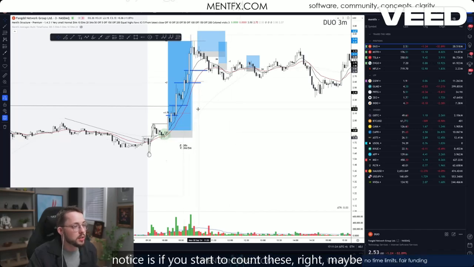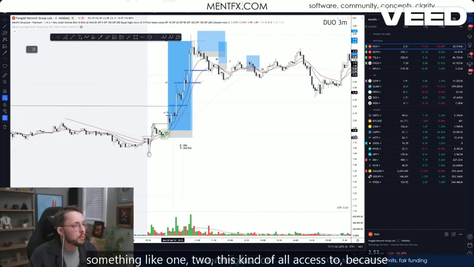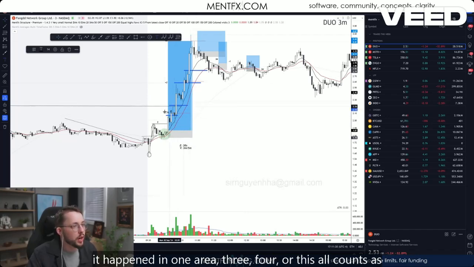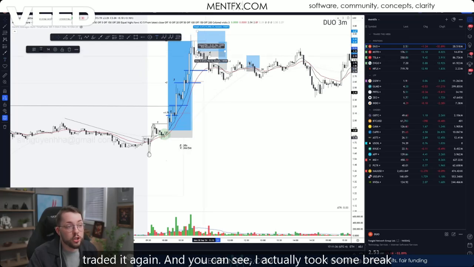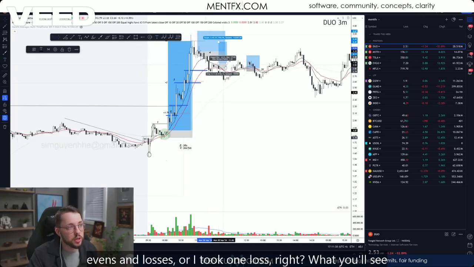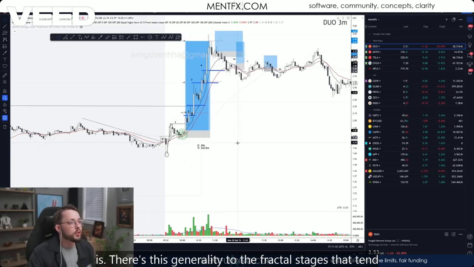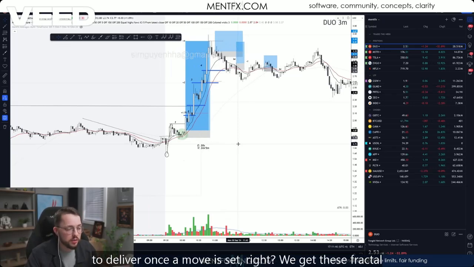What you might notice is if you start to count these, maybe something like 1, 2, this kind of all counts as 2 because it happened in one area, 3, 4, or this all counts as 3, and then maybe this is a 4th, which is why I traded it again. And you can see I actually took some break evens and losses, or I took one loss, right?